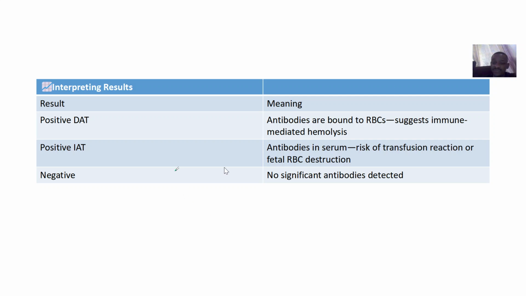So if there's a positive test, it shows that antibodies are bound to what? The red blood cells. That's the positive direct test. Then the positive indirect test shows that there are antibodies freely floating in the serum. If it is negative, there are no antibodies at all.